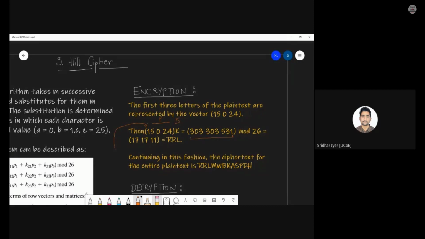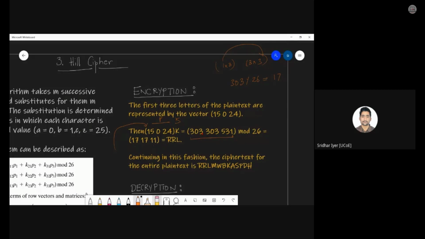I hope you know how to multiply. Obviously, it is very simple, a simple matrix multiplication. It is basically 1 by 3 into 3 by 3, so you will get a result of 1 by 3. So this is one row, three columns. Whatever result you get, take the mod of that individual number. For example, 303 mod 26 is 17. So you will get again a matrix 17, 17, 11, and you have to now convert this into alphabets.